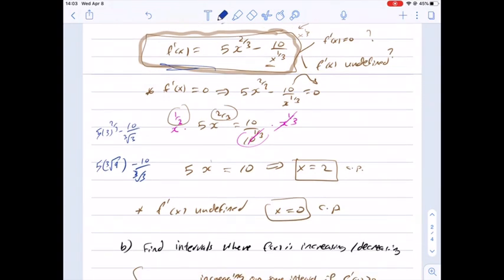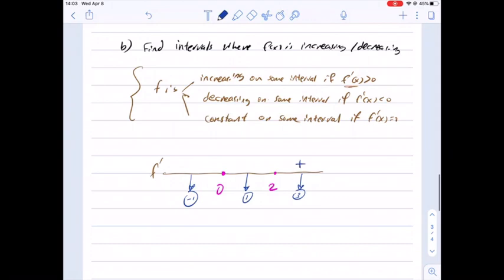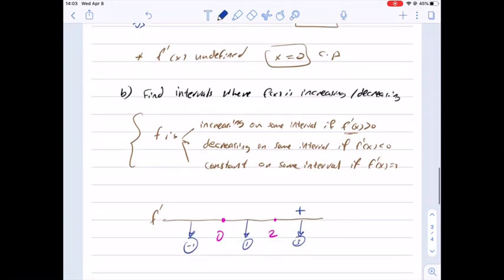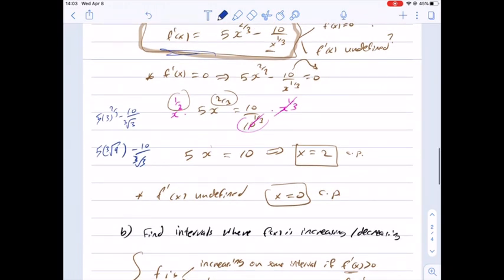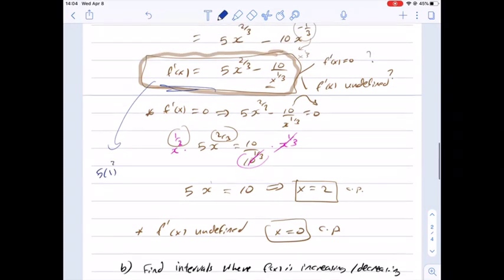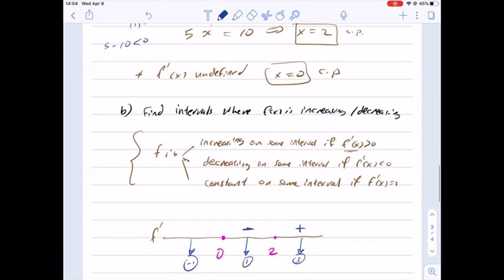Now, is this positive or negative? Using a calculator, we find that this is positive. Now, let's choose a value between 0 and 2. If we choose a value between 0 and 2, we substitute it into f prime. We get 5 times 1 to the 2/3 minus 10 over 1 to the 1/3. This is 5 minus 10. It's negative, less than 0. So the sign here is negative.